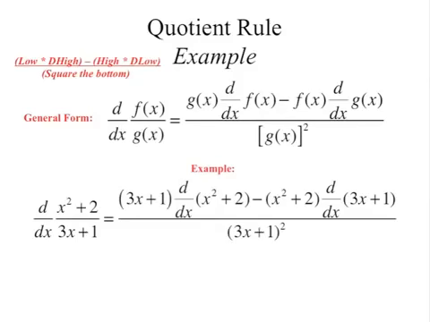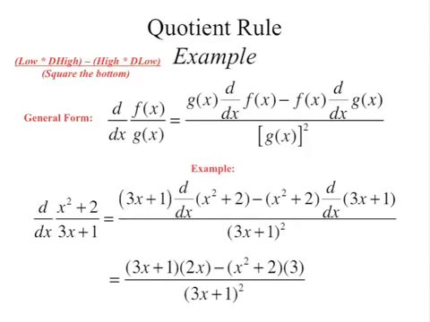So a quick example of this is if you were to have something like x squared plus 2 over 3x plus 1. Now, you would do low, which is 3x plus 1, times the derivative of high, which is x squared plus 2. And then you go minus high, x squared plus 2, times the derivative of low, which is 3x plus 1. And you just square the bottom, 3x plus 1 all squared. So the derivative of x squared plus 2 is simply 2x due to the power rule. And the derivative of 3x plus 1 is 3, again, due to the power rule.